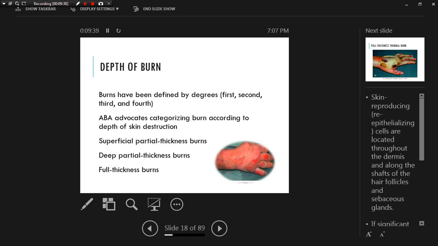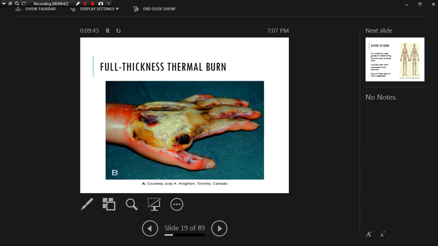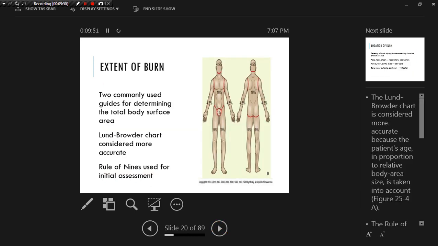So this picture back here is more of an example of a partial thickness. And then right here, this is going to be a full thickness. So you see how it's kind of white, kind of waxy, a little bit leathery. All right, so that was the depth.